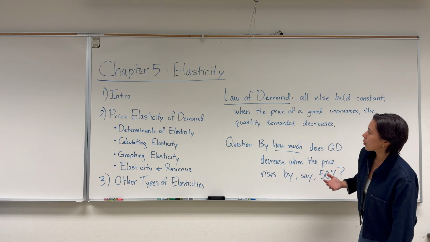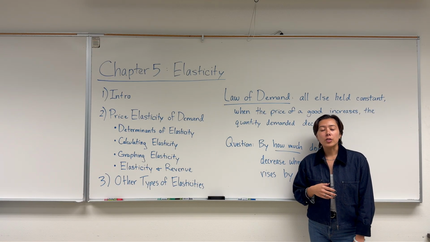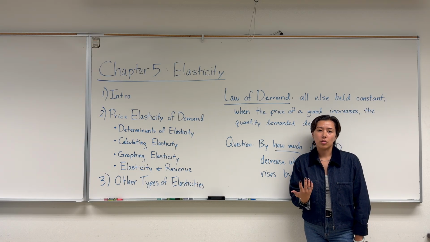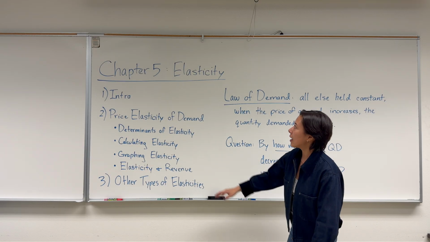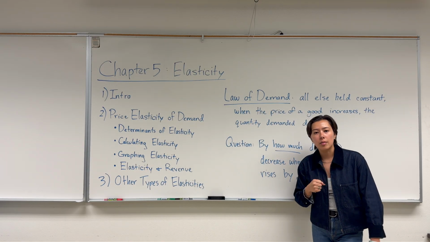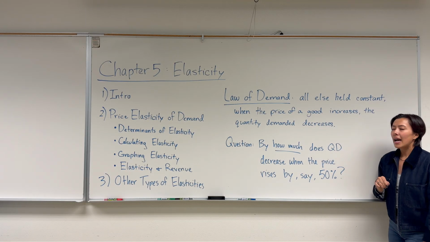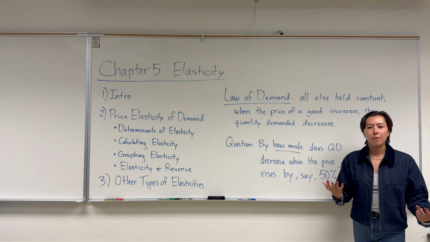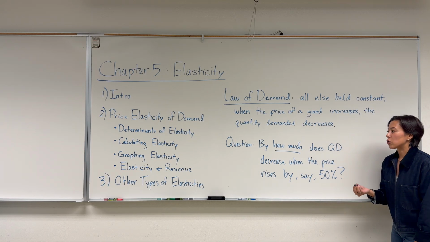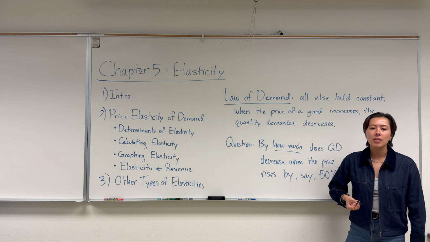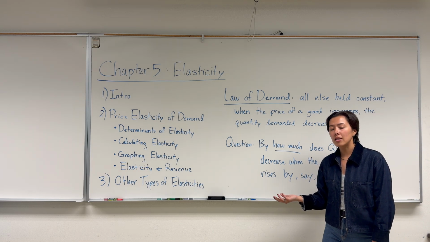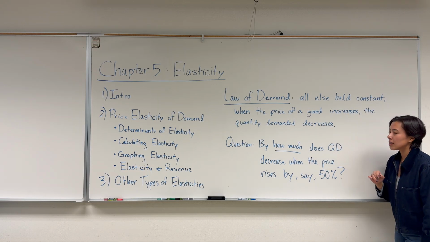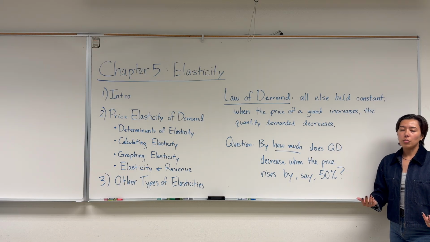So we already know this is true. On the other hand, we know that the law of supply tells us that if the price of a good increases, the quantity supplied is going to increase. But now the question that we want to ask and that we want to answer with this concept of elasticity is, by how much does quantity demanded decrease when the price rises by, say, 50%. Now we want to measure how strong this relationship is between price and quantity demanded, or between price and quantity supplied. We want to see how sensitive are consumers to changes in price.